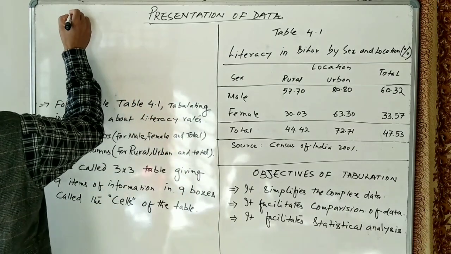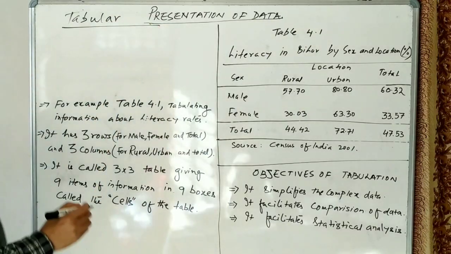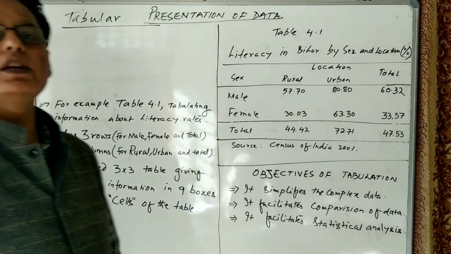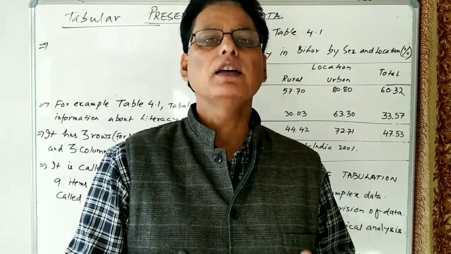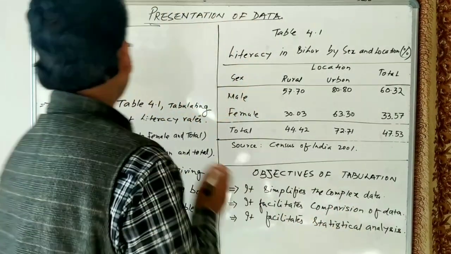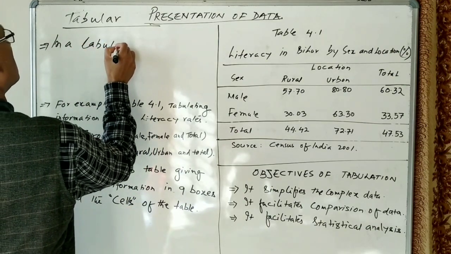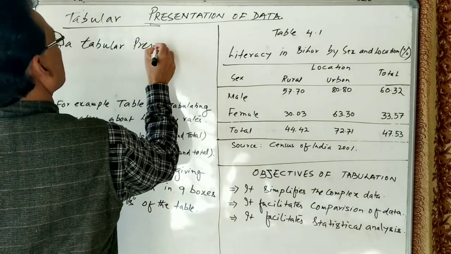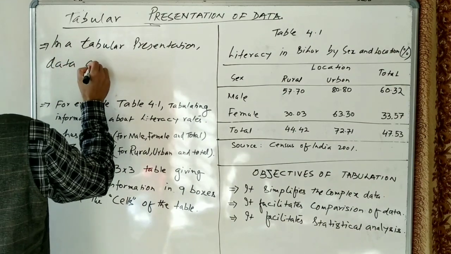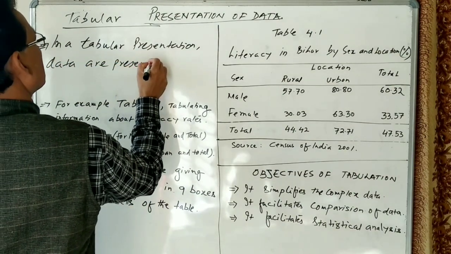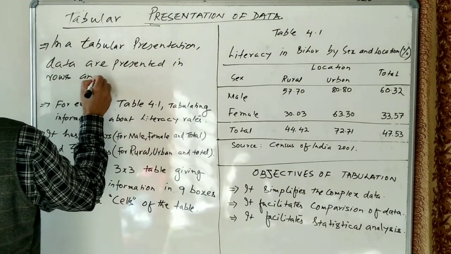Tabular presentation of data. The question arises: what is the meaning of tabular presentation? Tabular presentation means the presentation of data in the form of rows and columns. So in a tabular presentation, data are presented in rows and columns.